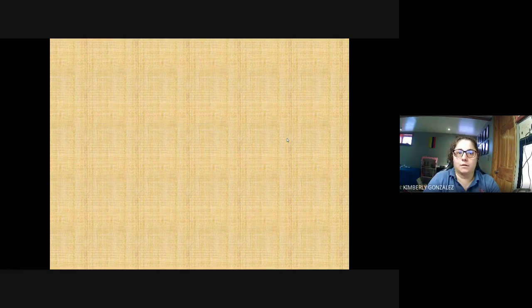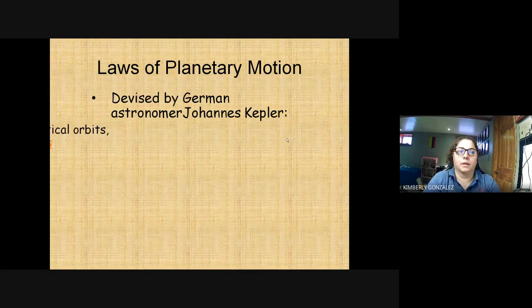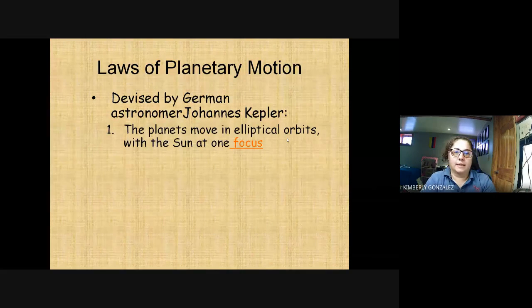Okay, so we have to talk about the laws of planetary motion. All right, so the first law is that the planets are going to move in elliptical orbits with the sun at one focus. So the foci are 2 points that are inside of these elliptical orbits.